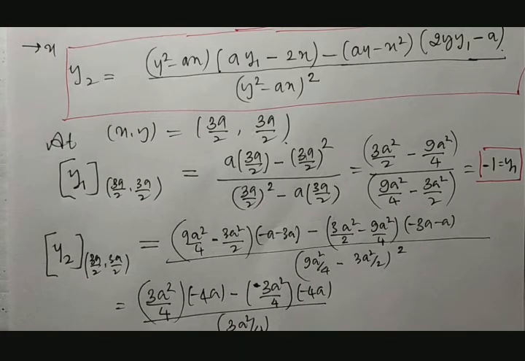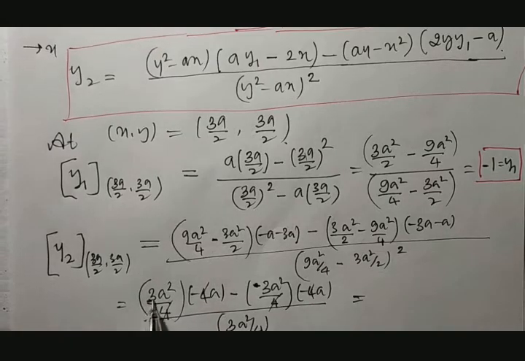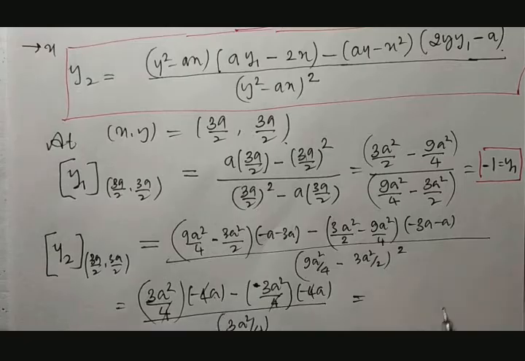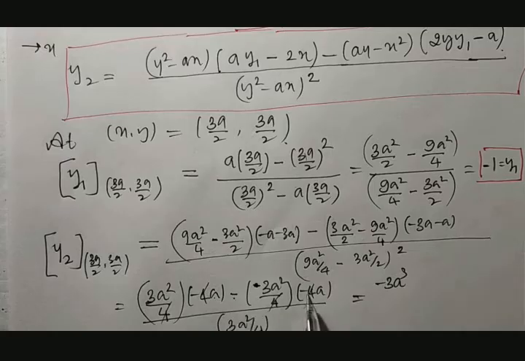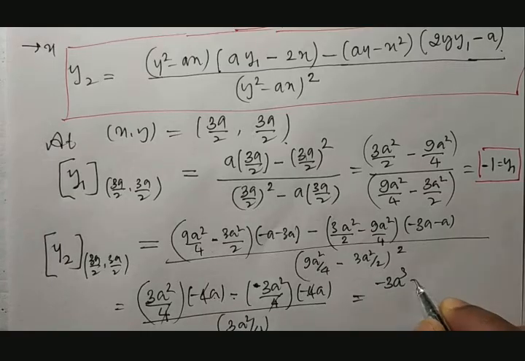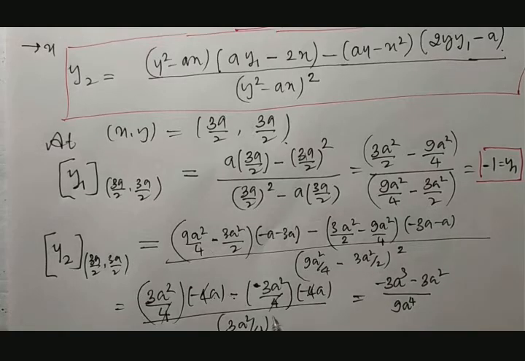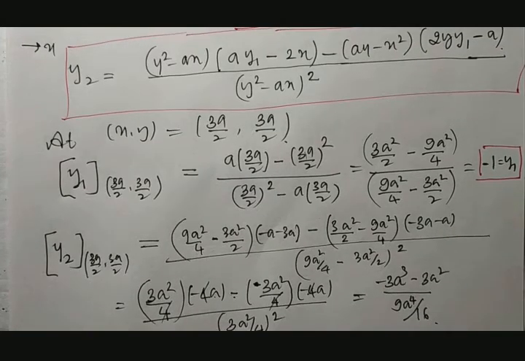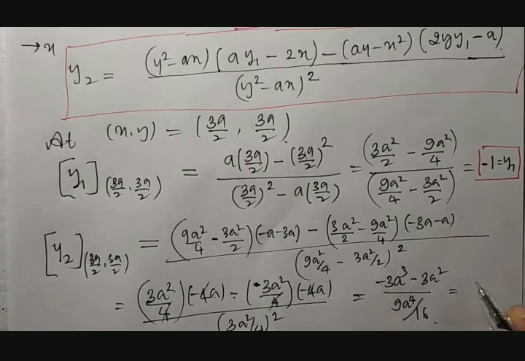Fine. Which will be equal to? Let us see what is this now. 4 get cancelled, 4 get cancelled. Then 3a square into a minus 3a cube. Fine. Similarly, minus of minus of minus. Minus 3a square divided by 9a raised to 4, because it is a square. 9a raised to 4 divided by 16. Fine. Which will be equal to minus 3a cube minus 3a cube. So it is minus 6a cube.